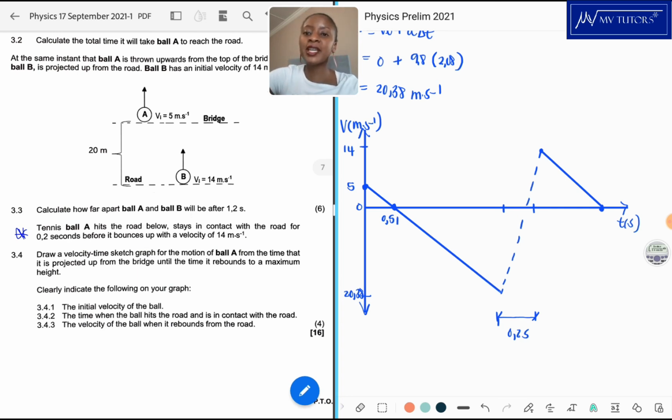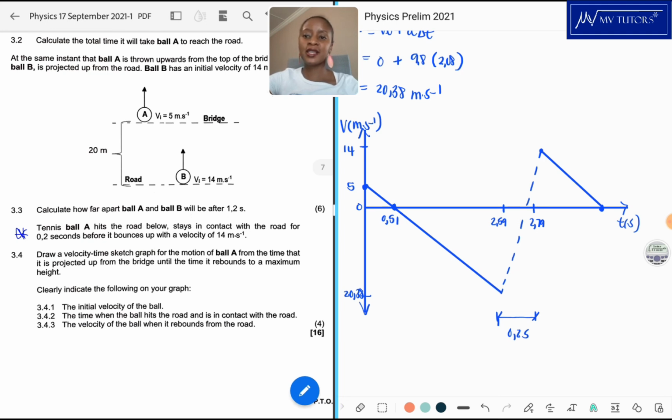And where it reached its maximum velocity at the road, we calculated it to be 2,59 seconds, remember? So that's 2,59 seconds. Then there was contact with the ground, with the road, for 0,2 seconds. So 2,59 plus 0,2, that's going to be 2,79 seconds. And then it rebounded from 14 meters per second until it reached its maximum height.